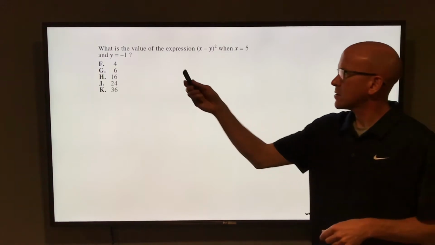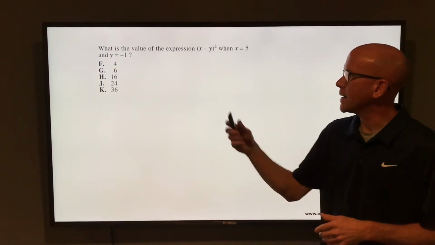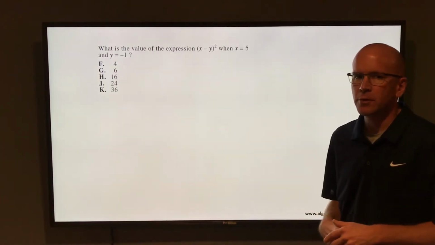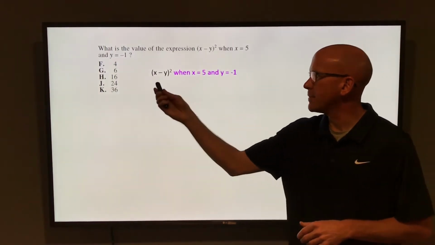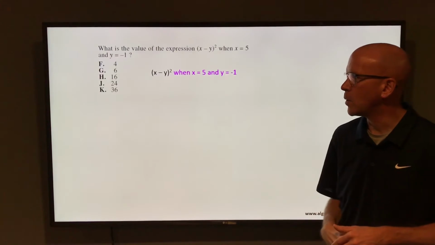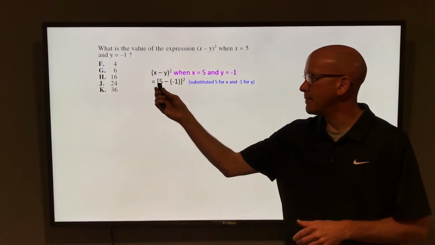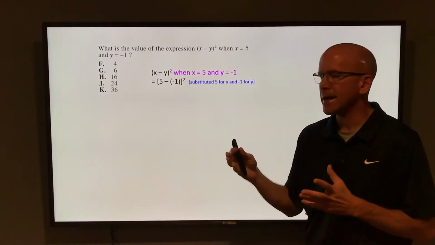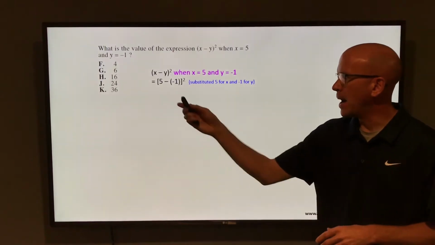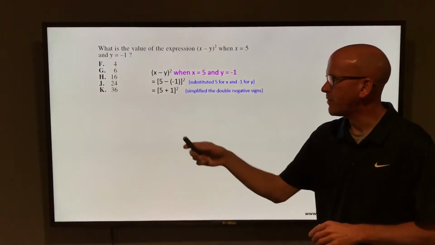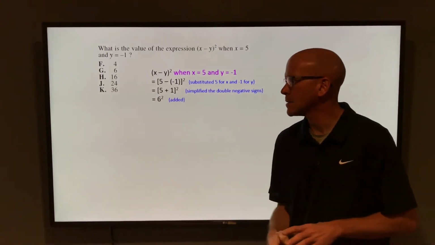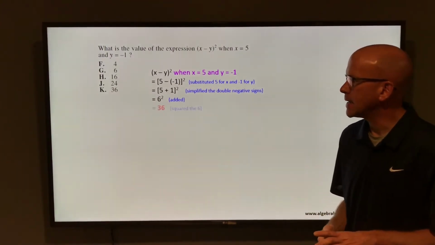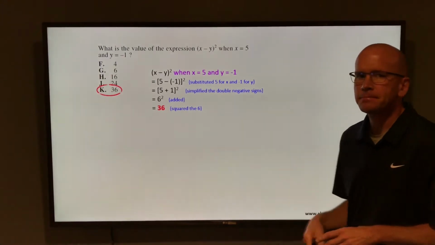What is the value of the expression x minus y squared when x is 5 and y is -1? This is one you don't want to miss. Be careful of your signs. You're going to substitute 5 in for x and -1 in for y. Again, watch your signs. It's going to be 5 minus a -1, and that quantity is squared. Minus a negative becomes plus, so it'd be 5 plus 1, which of course is 6. And then if you square that, that is 36, and that is letter K.